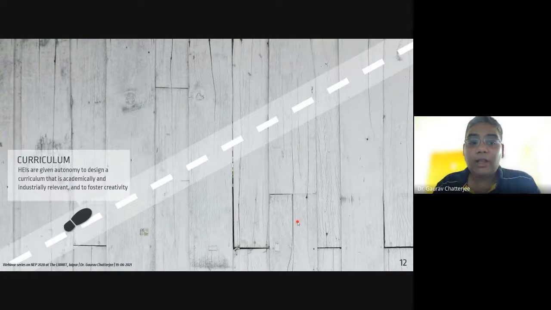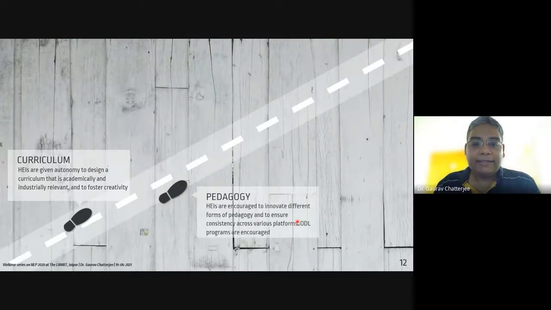First is the curriculum itself. What the policy says is, all the HEIs will be given complete autonomy to design a curriculum that is academically and industrially relevant. This is very important. We don't really have to follow a specific university structure. We have the autonomy as far as it is justifiable. So the policy document talks about giving all the higher education institutes complete autonomy regarding this. Next is the pedagogy itself.